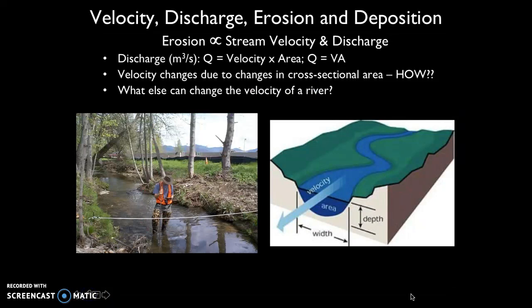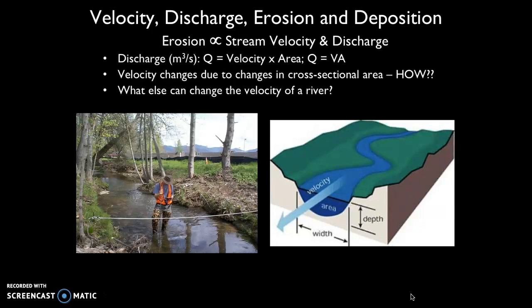So the ability of a river to erode material that has been uplifted through plate tectonics or has been deposited by volcanism or even other sedimentary moving forces, if you would, that ability is going to be a function of the stream velocity and of its discharge. So that erosive ability, again, is going to be a function of stream velocity and discharge.